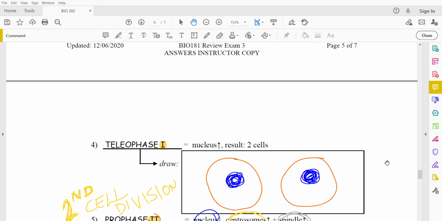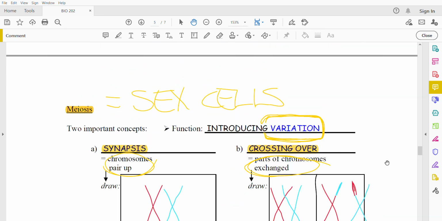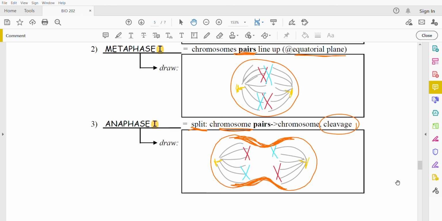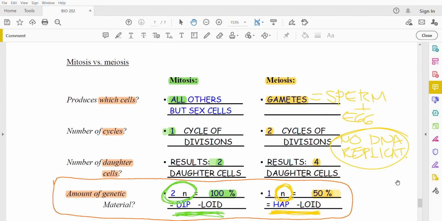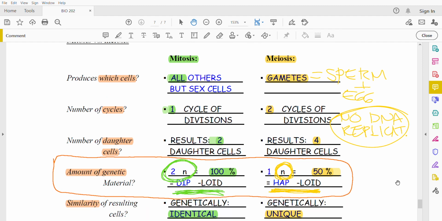And with meiosis, we remembered that the big thing there was that we also have the processes of synapsis and crossing over taking place. And we also finally compared and contrasted mitosis and meiosis between each other. So that's all I have to offer in terms of the review for exam 3.